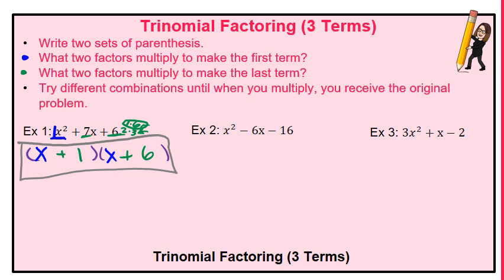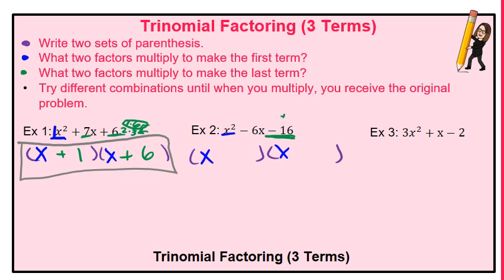Let's try this process again. First, write two sets of parentheses. Second, write two factors that make the first term. Well, again, it's x and x because it's x squared. What two factors make the last term? This is a negative 16.